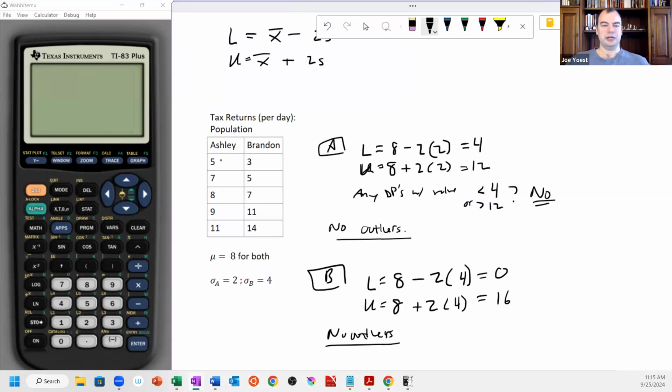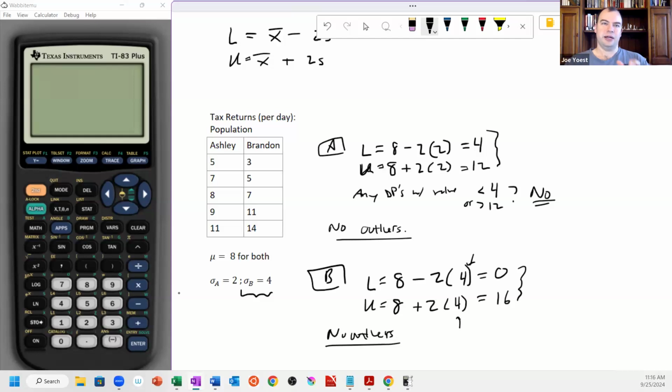I mean, the 3 and the 14 are certainly more spread out than Ashley's numbers, but the whole data set is spread out, right? Everything is a little bit more spread out in the Brandon data. It's not like Brandon has 5, 7, 8, 9, 20, where everything's clustered together, just like the Ashley data, except for one value way off to the side. So this higher standard deviation expands the range of reasonable values for the Brandon data.